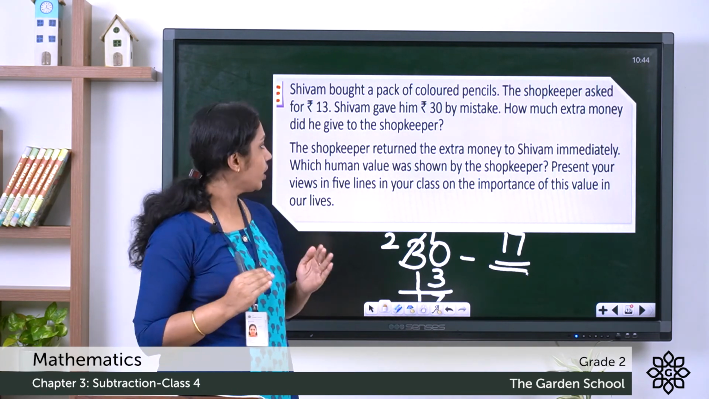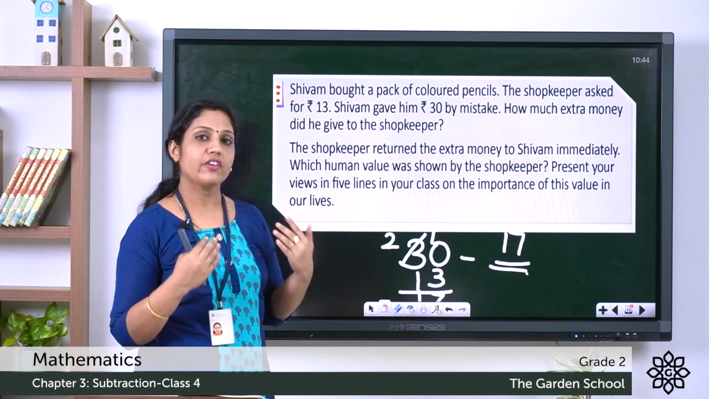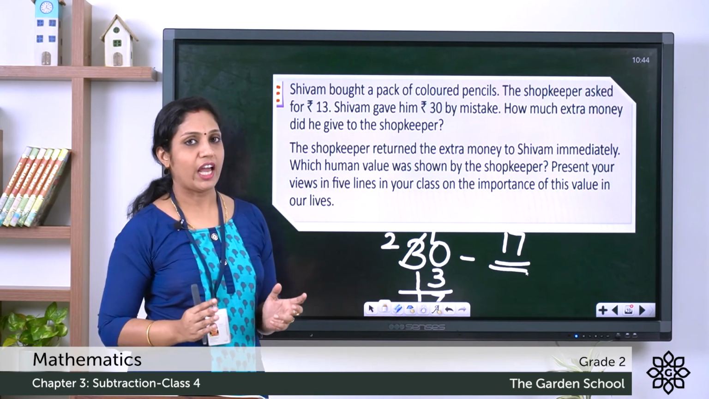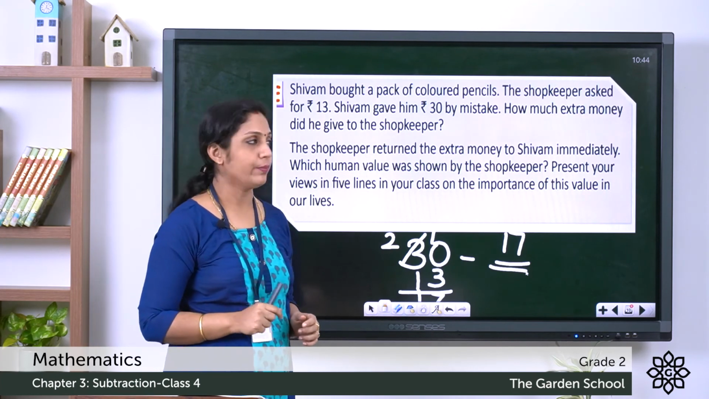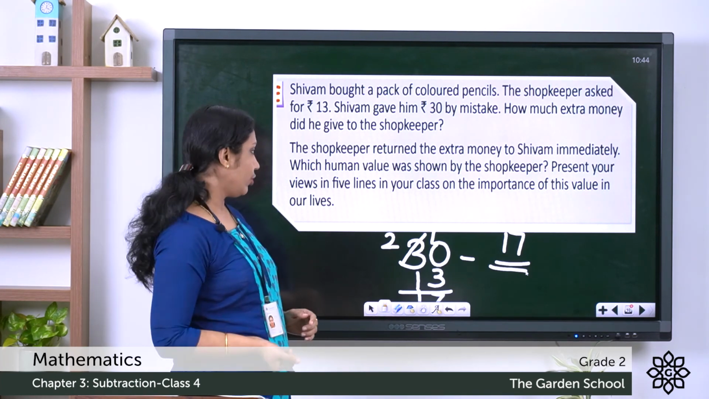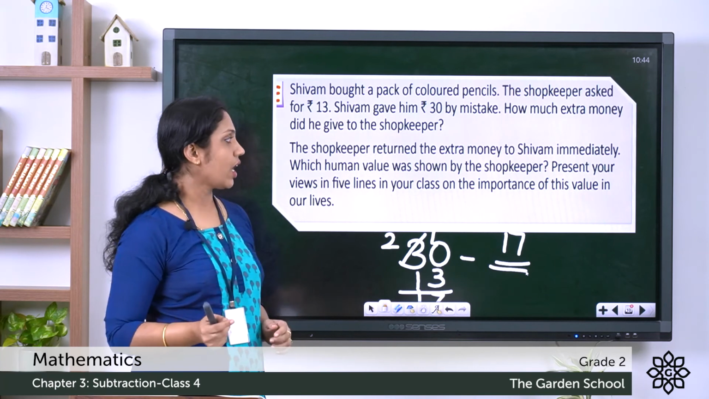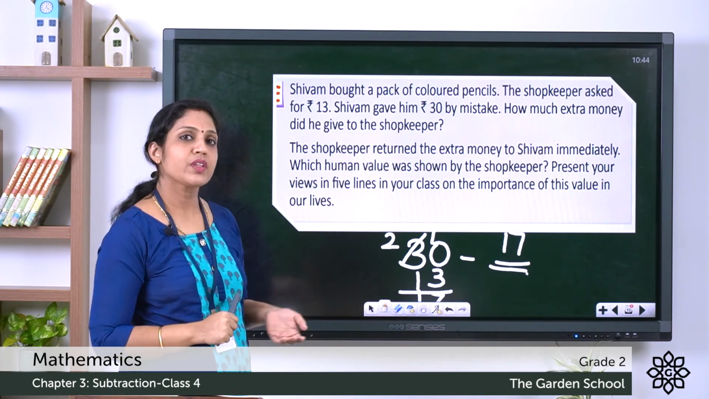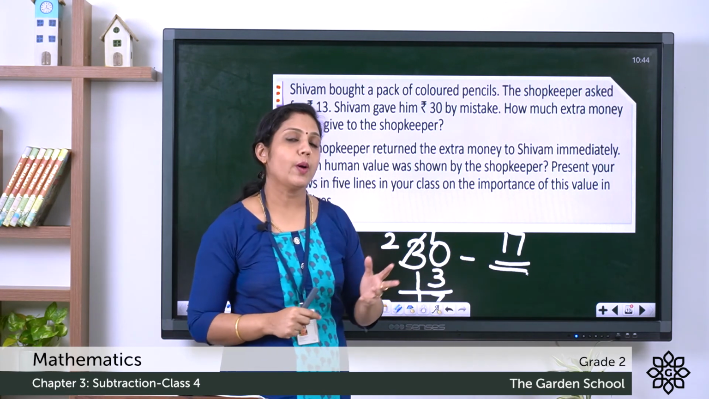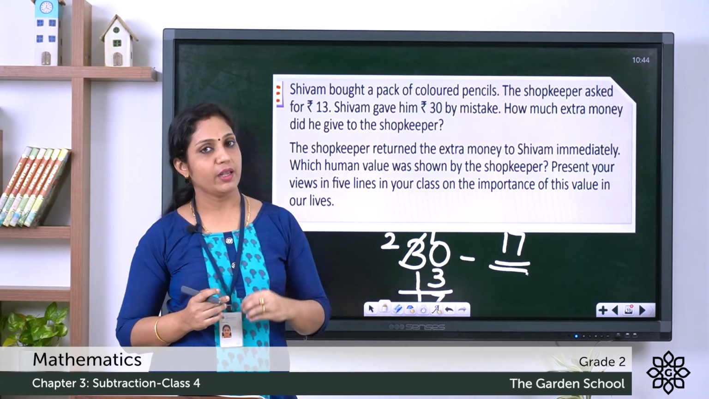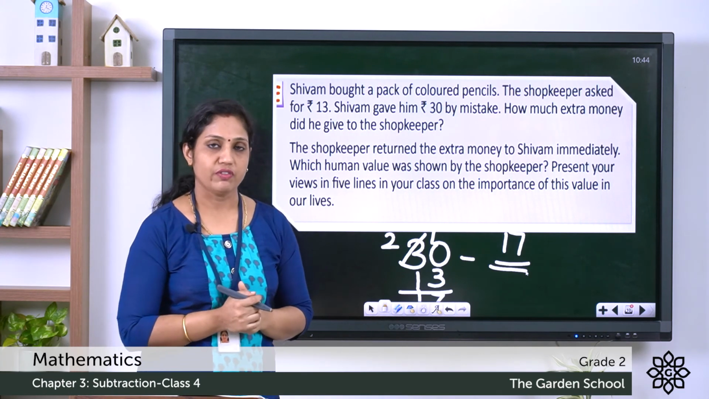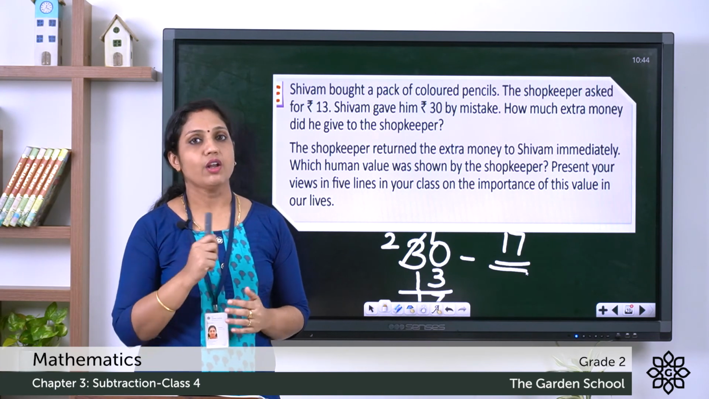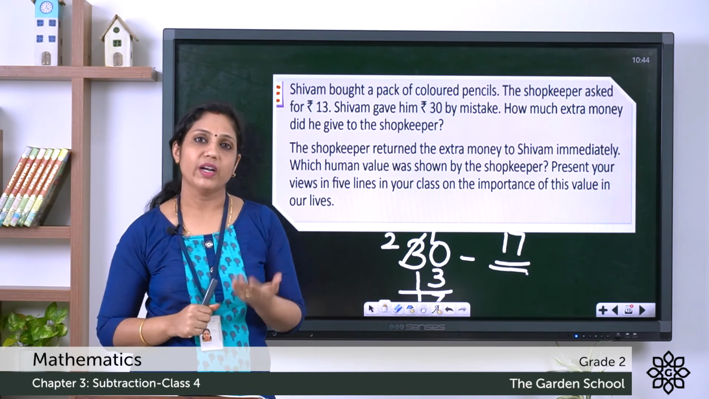The shopkeeper, what did he do? The shopkeeper returned the extra money to Shivam immediately. Which human value was shown by the shopkeeper? Present your views in 5 lines in your class on the importance of this value in our lives. What happened? That 17 rupees the shopkeeper could have kept with him, but he immediately gave it back to Shivam. By doing this, what did the shopkeeper do? He maintained honesty. He could have kept it, but he didn't.